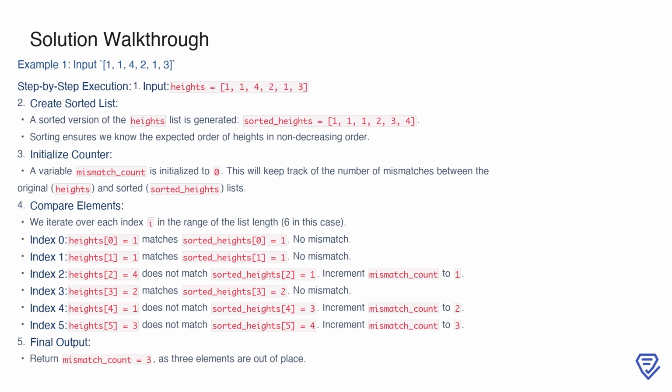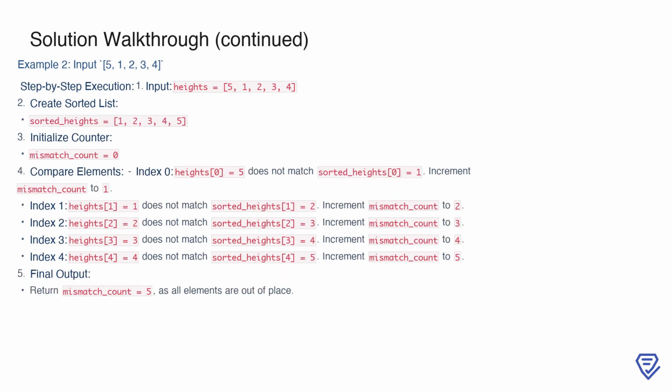By the end of the iteration, the mismatch_count is 3, which means 3 elements are out of place, and that's the result we return. Now, in this second example, the input list is [5, 1, 2, 3, 4].